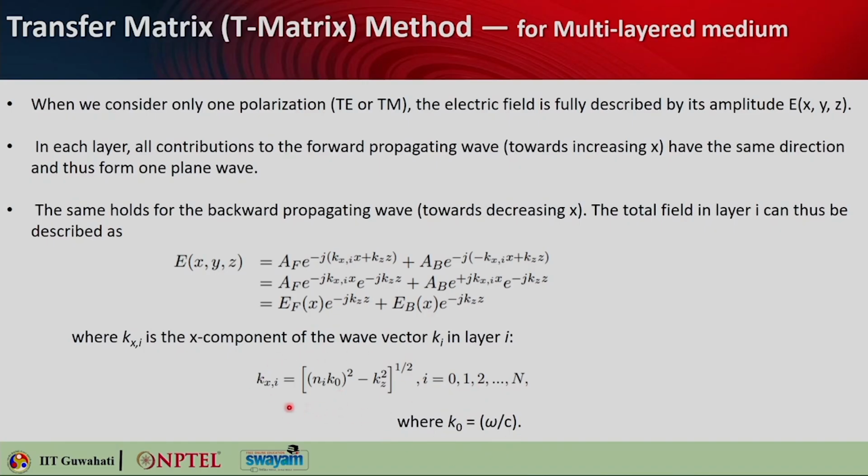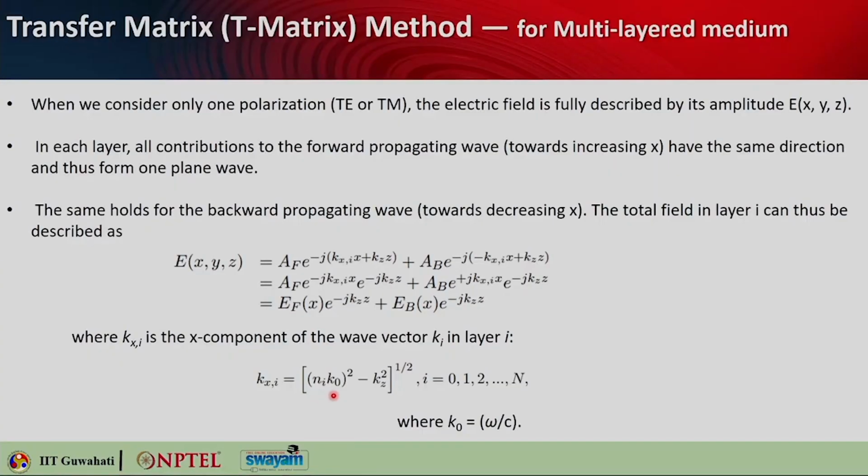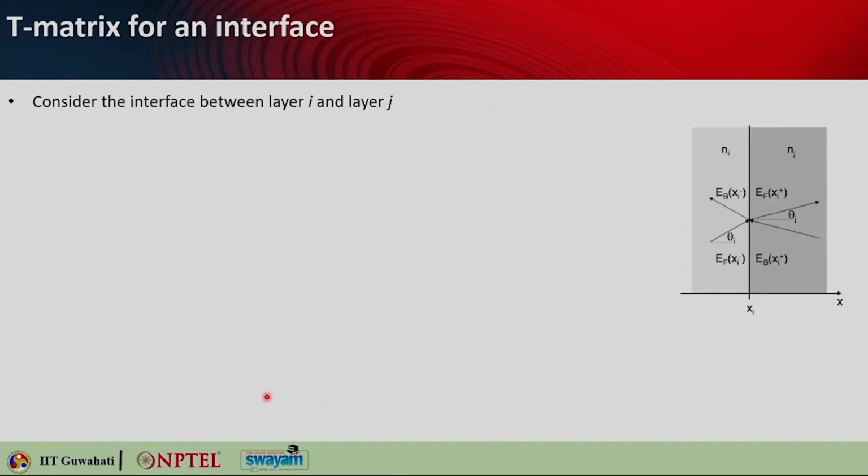Now, do you understand this one? The wave vector k_0 will get modified in every layer which has a refractive index of n_i. So, it will become n_i k_0, and you can write in vector form that (n_i k_0) square is equal to the x component square plus the z component square. That way you actually get this. So, from that you can obtain the x component.